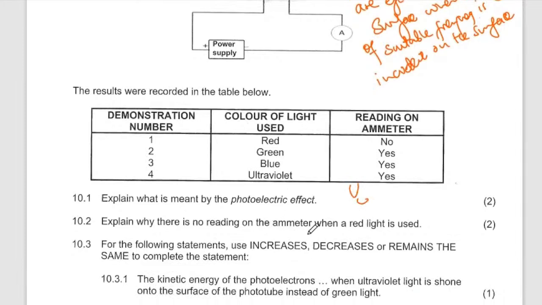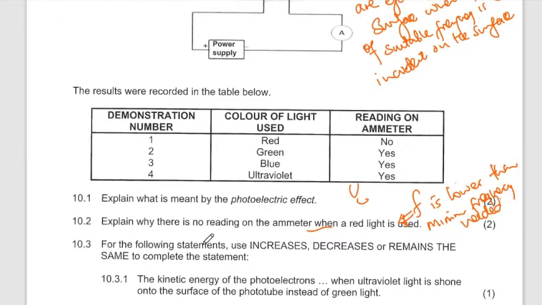Then explain why there is no reading on the ammeter when the red light is shone on. So we know that for red light not to show a reading, the frequency is low. The frequency of the red light is lower than the minimum, which is normally known as the threshold, the minimum frequency needed.